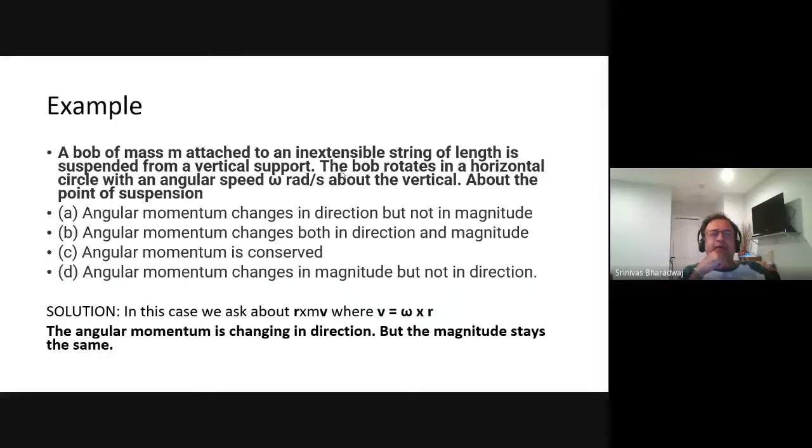Okay, so now with an angular speed omega about the vertical about the point of suspension, right? Now in this case we ask about r cross mv, where v is omega cross r, right? So r cross mv, right? So the angular momentum in this case stays, actually I think this is not right.